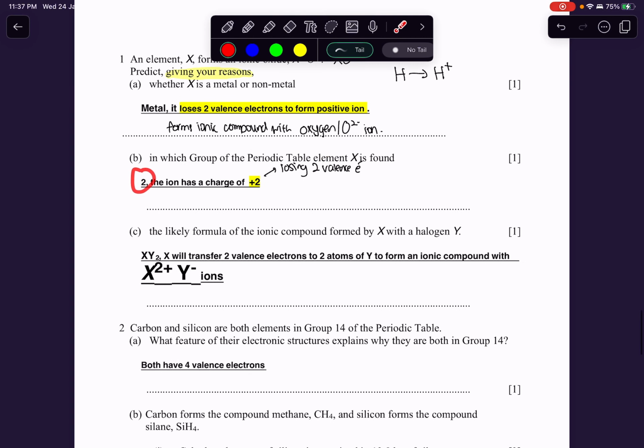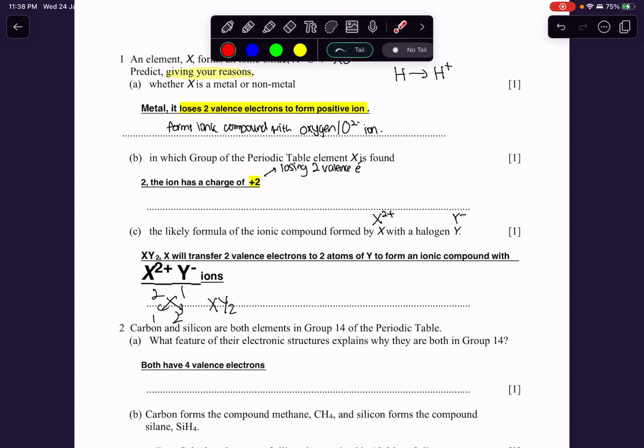Next, the likely formula of the ionic compound formed by X with halogen Y. Halogen Y means it will form Y minus, because all halogens have 7 valence electrons. They will gain 1 valence electron to achieve the noble gas configuration. So X is X2 plus, and halogen Y is Y minus. With X2 plus and Y minus, you can do the swap here: 1, 2, you'll get XY2.